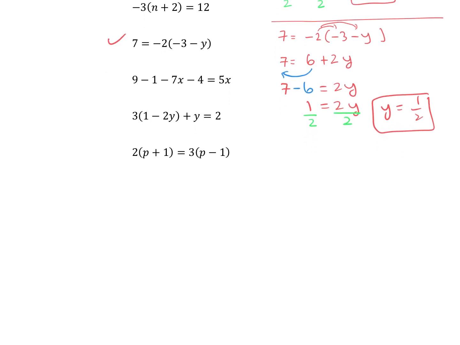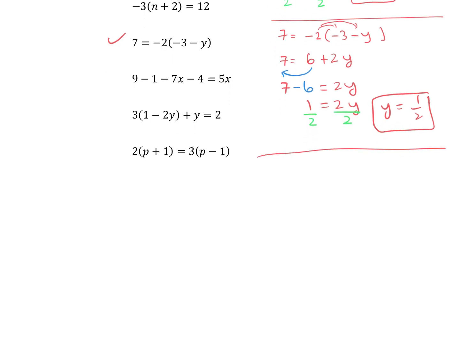Okay, let's do the next one. Put a line here. So we've got 9 minus 1 minus 7x minus 4 equals 5x. So before I start isolating, I'm going to collect like terms. Because I see we have a negative 7x, we could add 9 minus 1 is 8. 8 minus 4 is 4. So I'm going to combine those numbers to get one number.